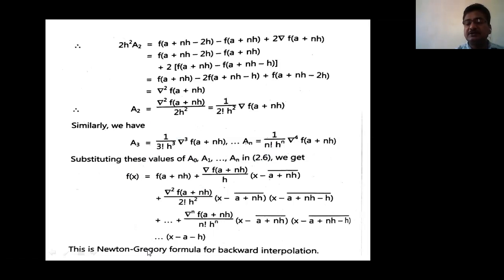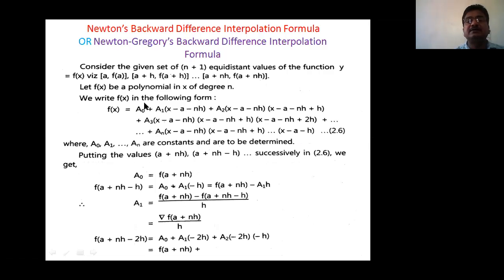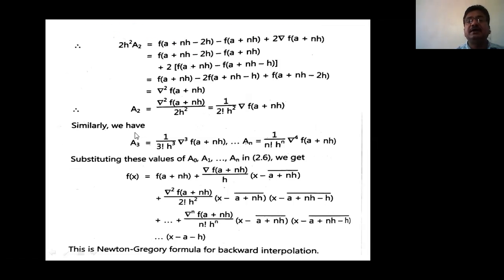So what is equation 2.6? The 2.6 is this: f of x is equal to a naught. Substitute a naught as f of a plus nh. Then substitute a1 as this value. Substitute a2 as the value found in the next slide. So for a2, a3, we have this. We have this. So write here x minus a minus nh, or write a plus nh in bracket. So this is called Newton's backward interpolation formula, Newton's Gregory formula for backward interpolation.